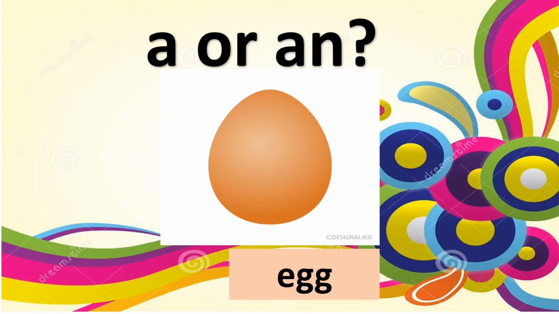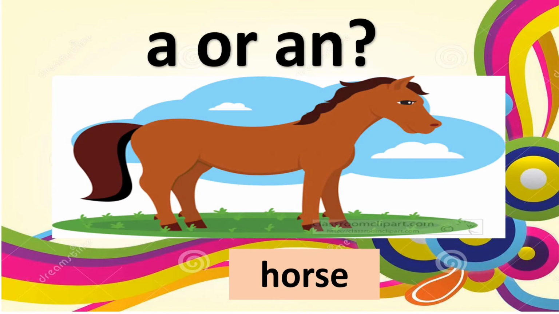Next, look at the picture. Egg. A or an? Right. An egg. Look at the picture. Horse. A or an? Horse. You're right. A horse.